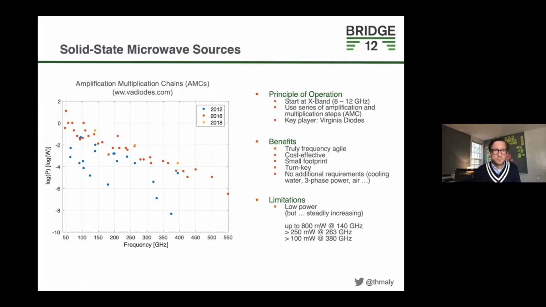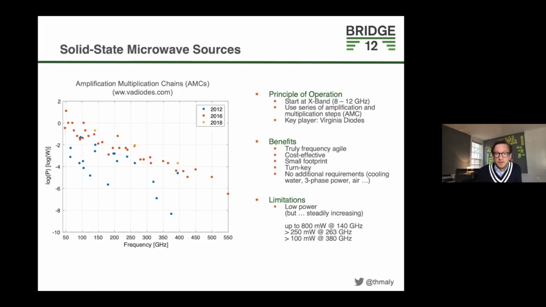In these systems, the operation is very straightforward. You start at low frequencies, typically X-band, somewhere in the 8 to 12 gigahertz regime. You have a lot of components available in that area, and they are fairly cheap. And then the amplification multiplication chain is what gets you up to the high frequencies. So they're typically called AMCs, and you will see a few references throughout the talk here.